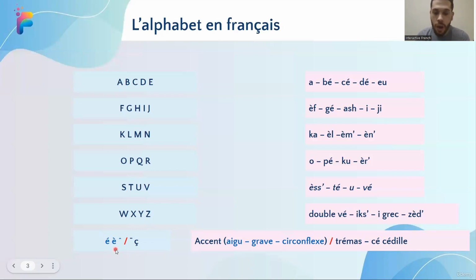Moving on to this one here. So again, it's an E with an accent, right? Un accent grave this time. We call it grave. Grave is the accent that goes down like this. And so that one sounds like "eh", okay?